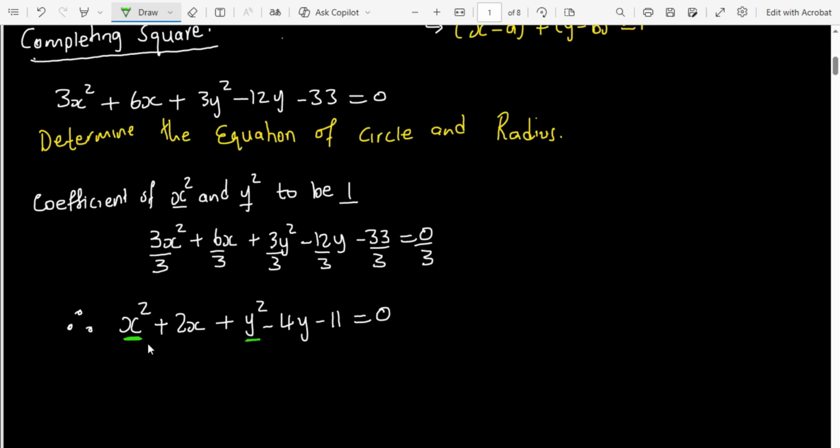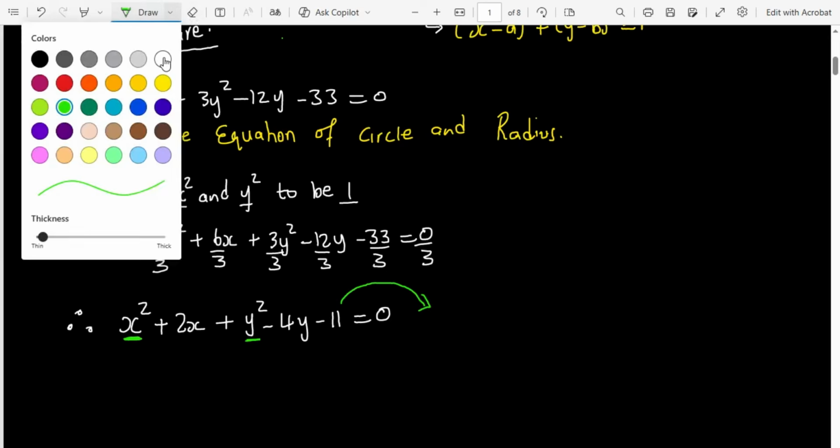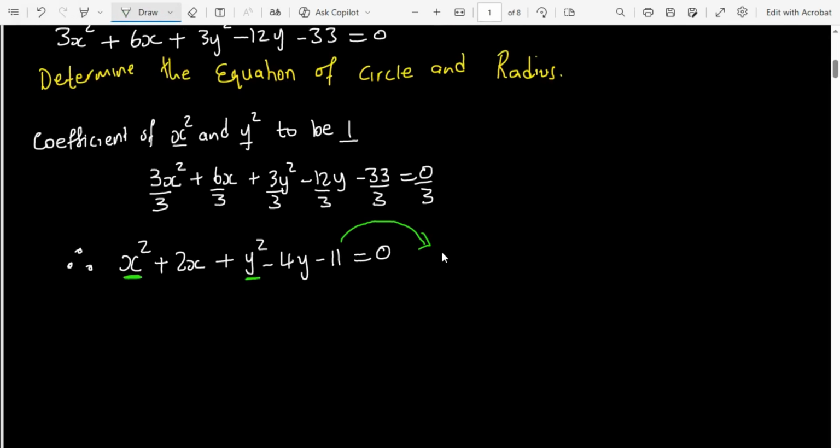Now I need you to place the constant on the other side of the equation. This 11, I need you to put it on the other side. Let's rewrite the equation and place the constant on the other side, which will be x squared plus 2x plus y squared minus 4y is equal to 11.